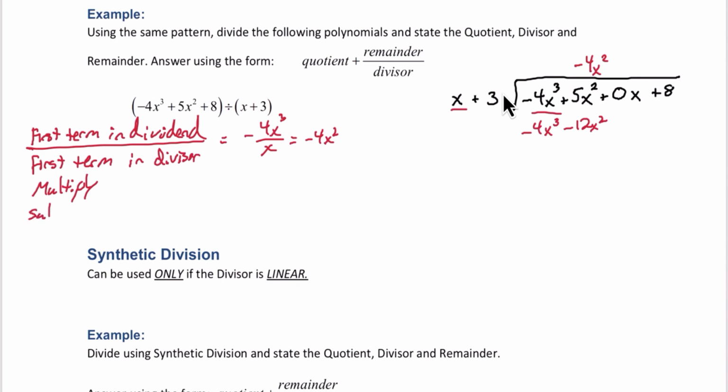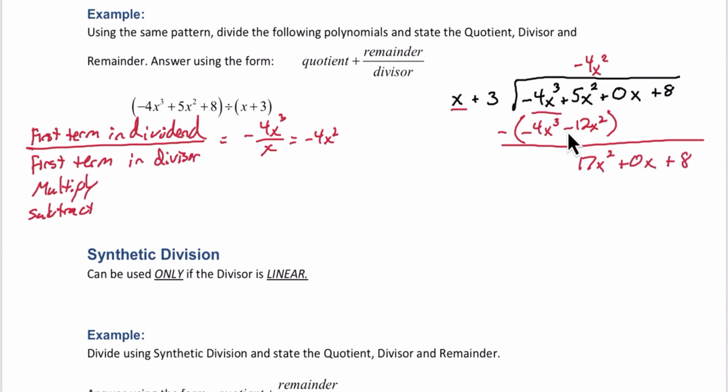Next, we subtract. So we're going to take that answer and subtract. Make sure you put that in parentheses so that we remember to distribute the negative sign. Negative 4x cubed minus negative 4x cubed is really negative 4x cubed plus 4x cubed. That first term goes away. Then when you have 5x squared minus negative 12x squared, again, that's really plus 12x squared, we get 17x squared, and then we'll drop down the rest.